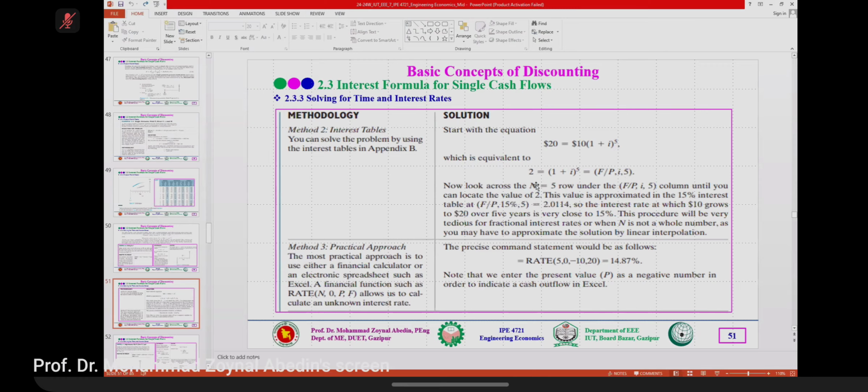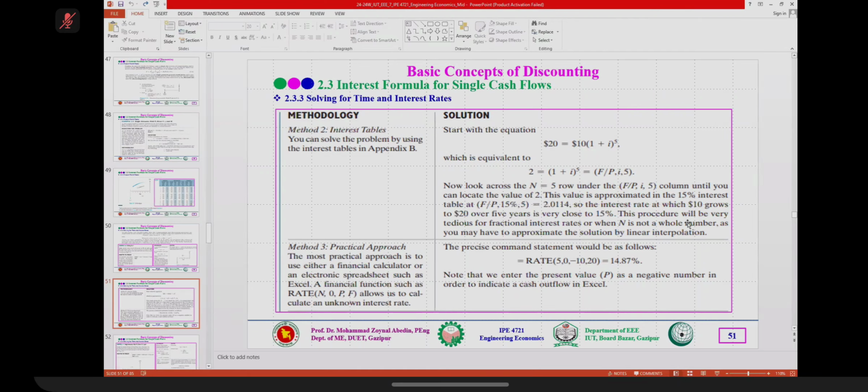Okay. We look across the n equal to 5 row under the column until we can locate the value of 2. This value is approximately 15% interest table. So F by P at 15% is 2.0114. Exactly it is 2, so it's very similar. So the interest rate at which 2 grows over 5 years is very close to 15%.